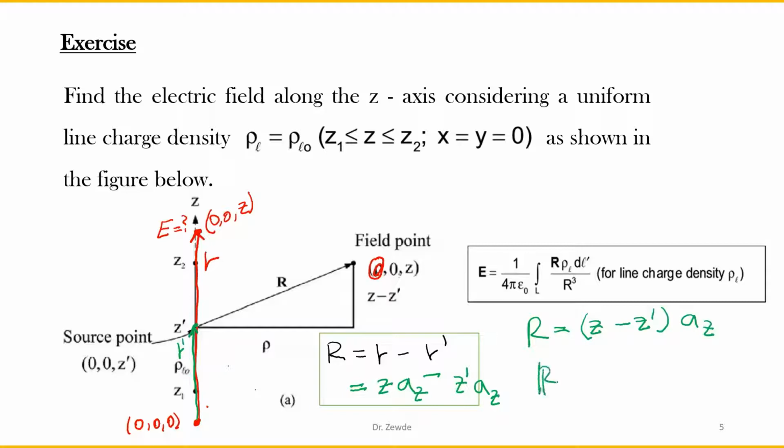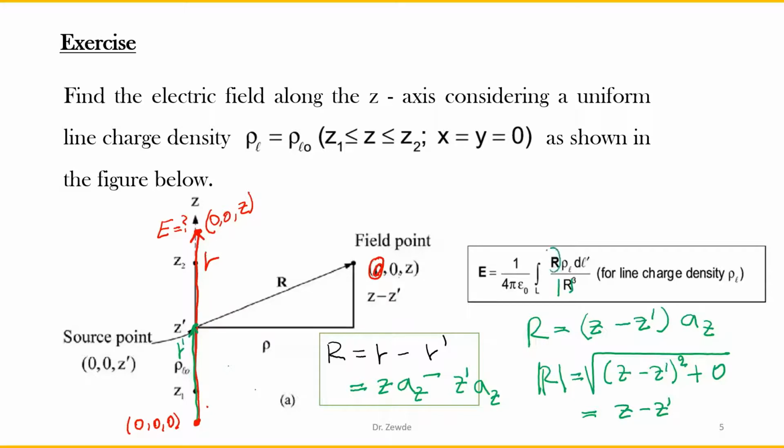Now the magnitude of this vector is the square root of (z minus z prime) squared, plus, we don't have any other components, plus 0. The other components are 0, and since we don't have any other component, this is nothing but z minus z prime. So the magnitude is z minus z prime, and the vector is z minus z prime pointing along the az axis. So we have these two things. The denominator is a magnitude, and the numerator is a vector.